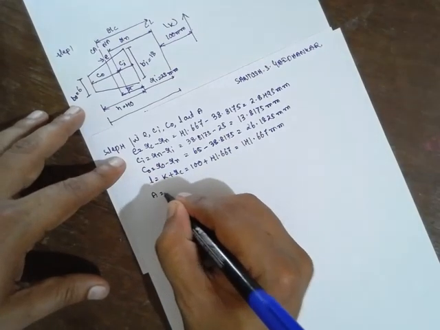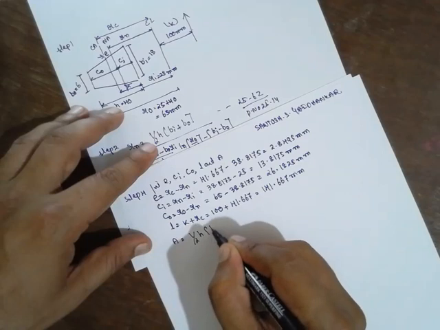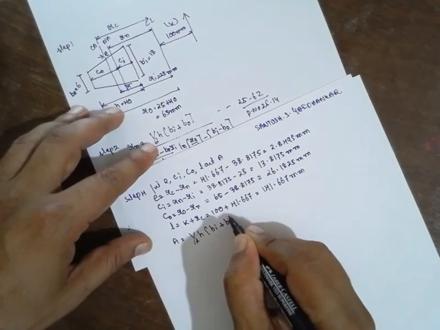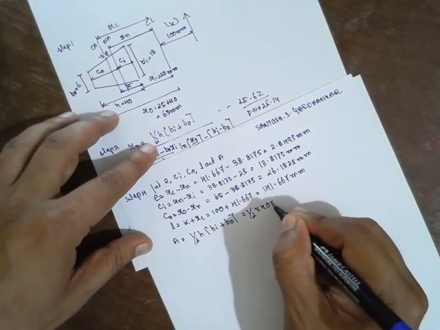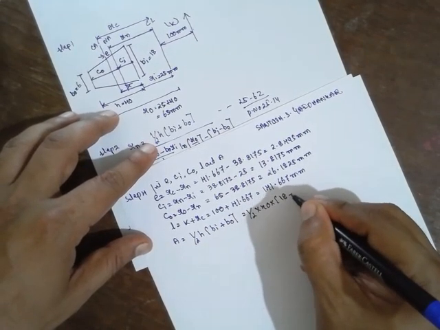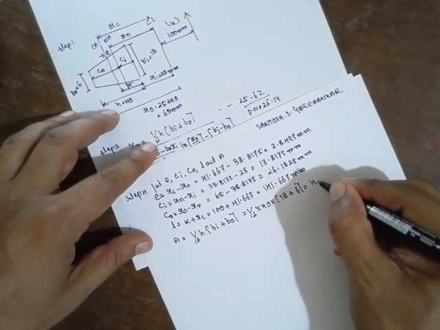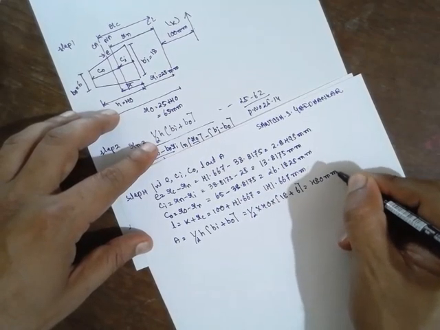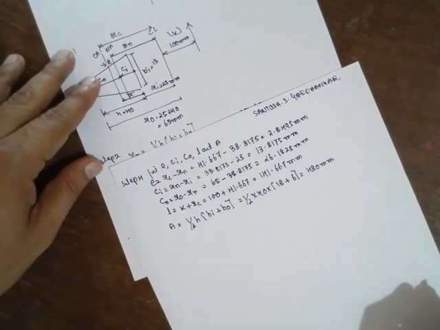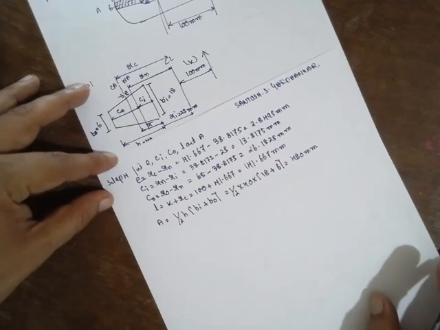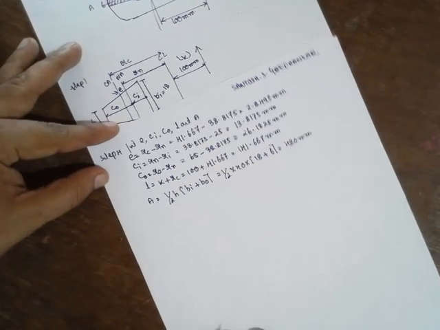The formula for area is 1 by 2 h times bi plus b naught. Substitute the values: 1 by 2 times 40 times 18 plus 6 is nothing but 480 mm. This is the area. The formula for area is written here. Okay, once you know the area, then go for step 5, finding the bending moment.